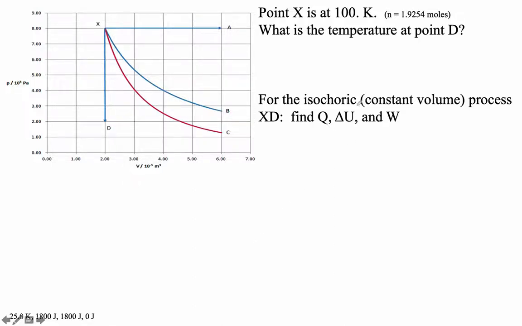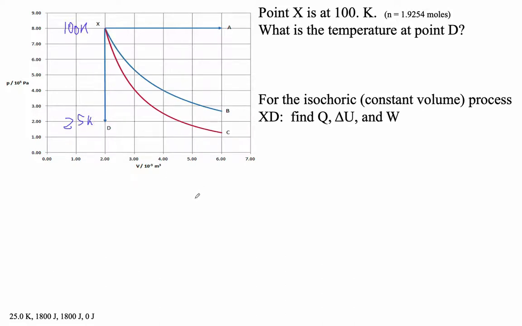All right, let's do the isochoric process, and that's XD, this guy right here. What is the temperature at point D? So remember, this is 100 kelvins. Notice that we have gone from 8 times 10 to the 5th to 2 times 10 to the 5th. That means we've decreased the pressure by a factor of 4. Doesn't that mean that the temperature has been reduced by a factor of 4? So it goes from 100 to 25, right?